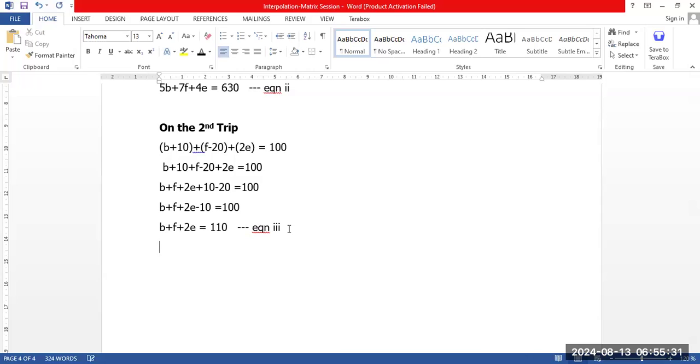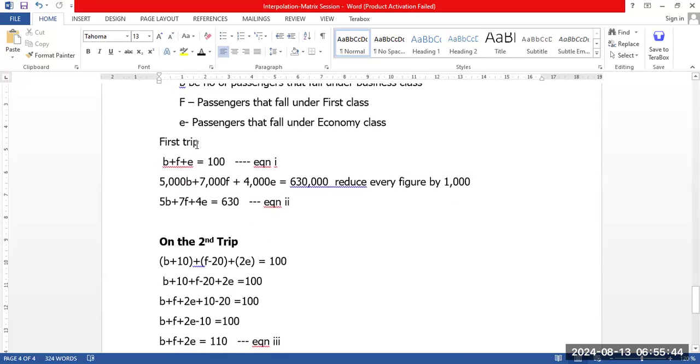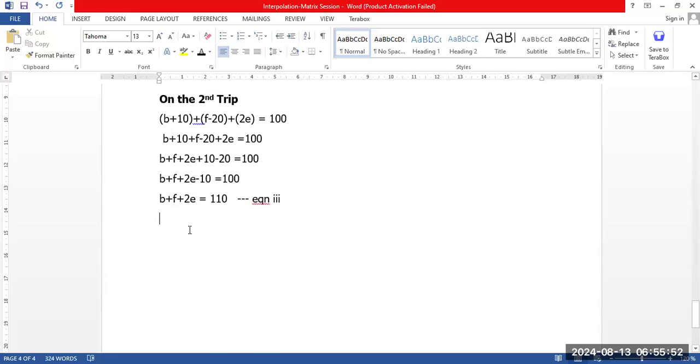So you're going to solve equation 1, 2, and 3 using any method you want. You can use elimination method, simultaneous method. So we can solve. I'm going to start with elimination method. This is like simultaneous method also.